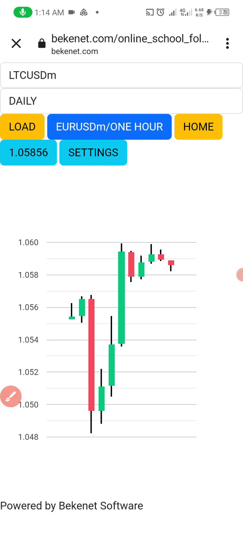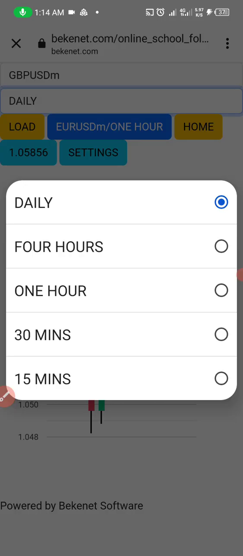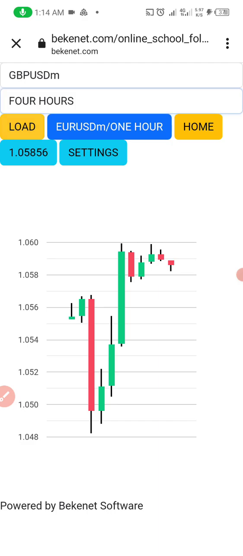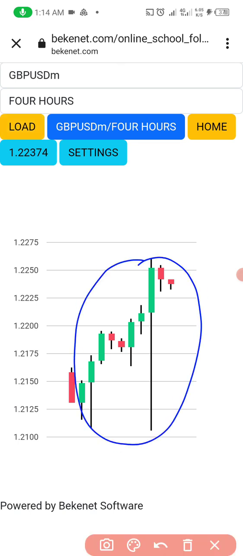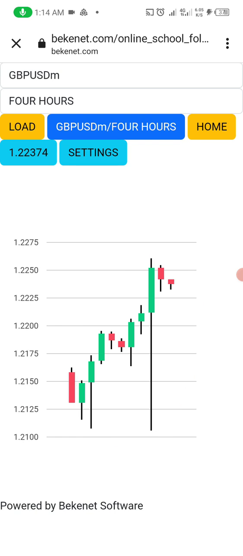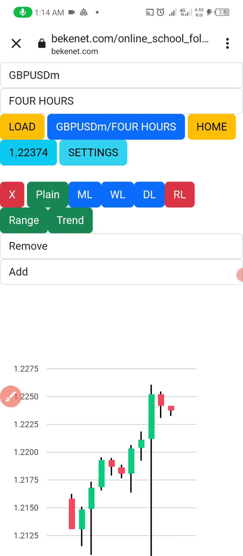So let's do it. I'll select GBP USD, time frame 4 hours. I load. It will now load me the candle. This is the current candle before the market close. You understand? Now I want to see the key levels where the price is reacting. I just click setting. You see, I click setting. It will now give me what?